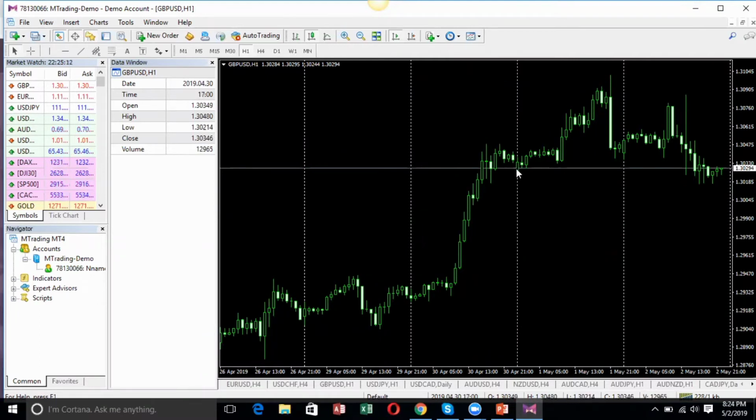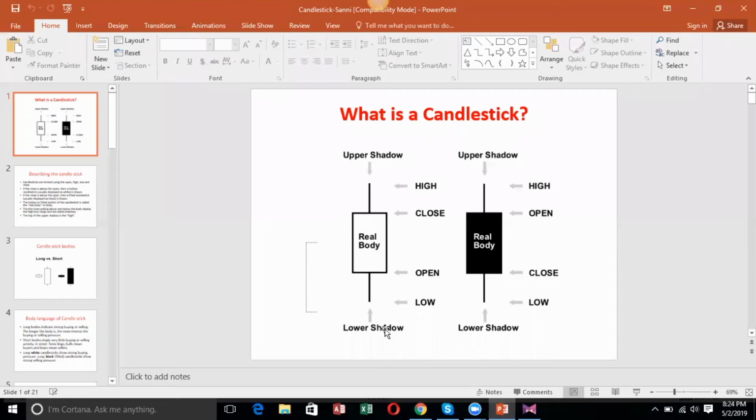Looking at these charts, you can see some are white, some are black. You don't identify a candlestick by color, no, because you can change the color anytime, any day. But this is how you can identify a candlestick, whether it's bullish or bearish. So this is candlestick.